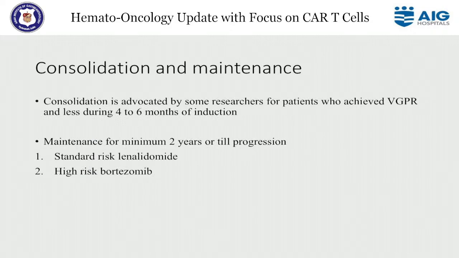Consolidation regimen. Consolidation is advocated by some researchers for the patient who achieved VGPR or less than that after 4 to 6 months of induction regimen. And consolidation therapy is always followed by maintenance therapy, minimum for 2 years or till we have evidence of disease progression. For standard risk myeloma, the commonly used drug for maintenance is lenalidomide, and for high risk myeloma, the commonly used drug is bortezomib.